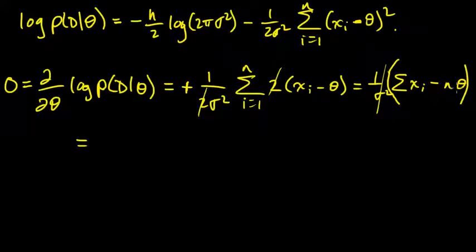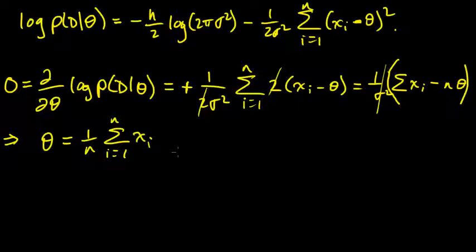And so we move the n theta over to the other side and solve for theta. So this implies theta equals 1 over n times the sum from 1 to n of the xi's. So we know that this is a critical point of this function. When the derivative equals 0, it's a critical point. And to verify that it's a maximum, we wanted to maximize this, so we need to take the second derivative.